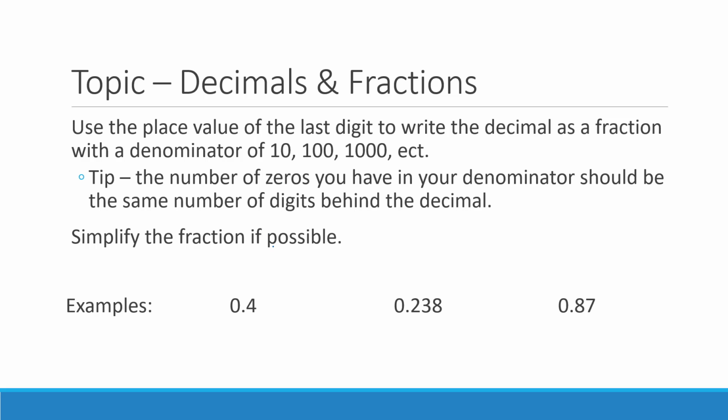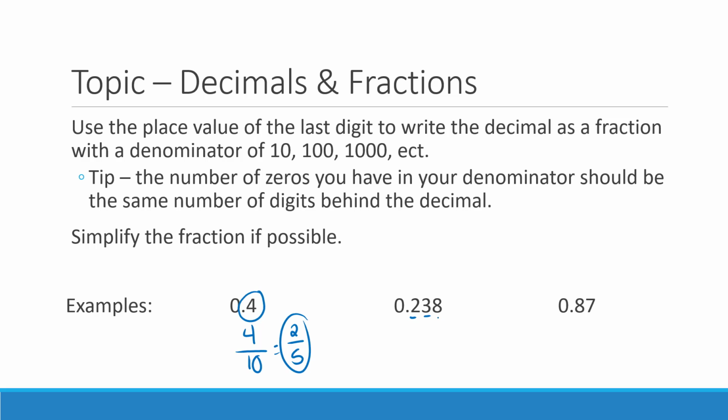So let's look at some examples. This one here is 0.4. So there's no whole number, but there's 1 number behind my decimal. So I know that there's going to be 1 zero, making this 4 tenths. I do want to simplify this down, and that's going to be simplified to 2/5.